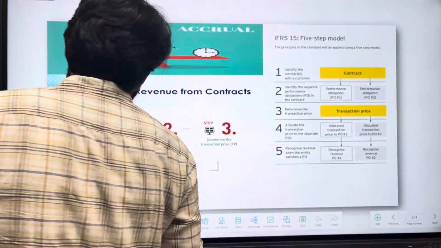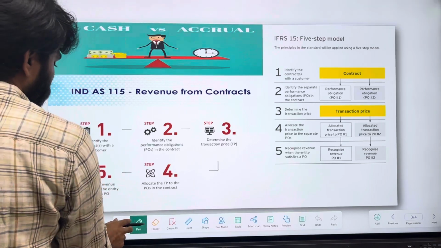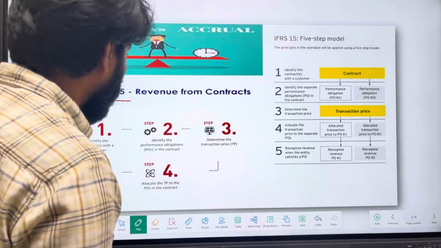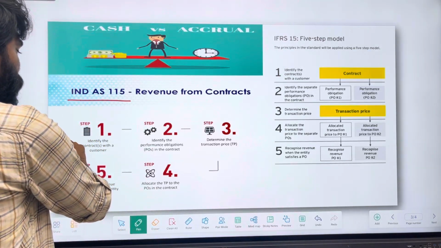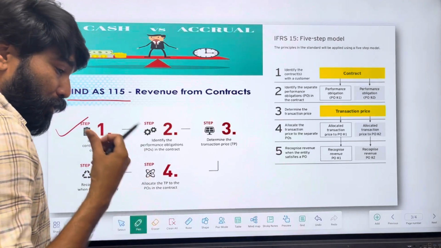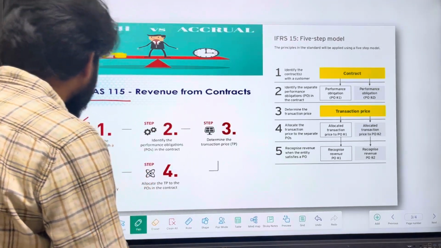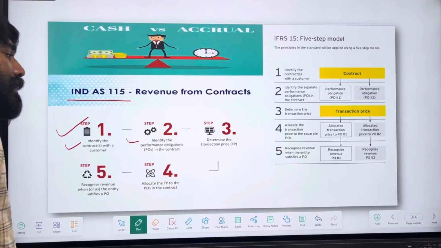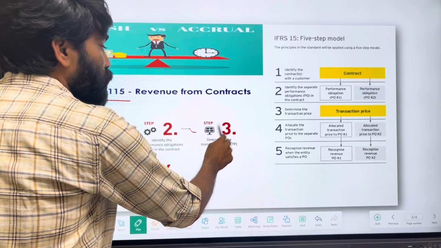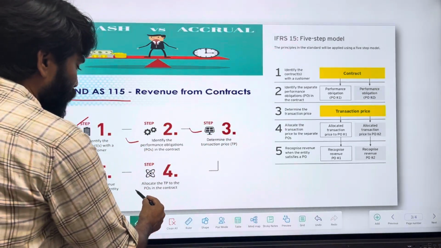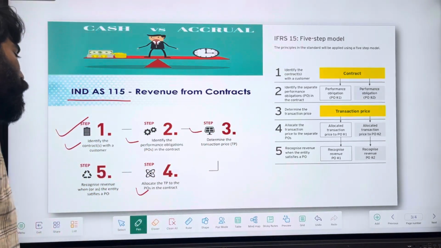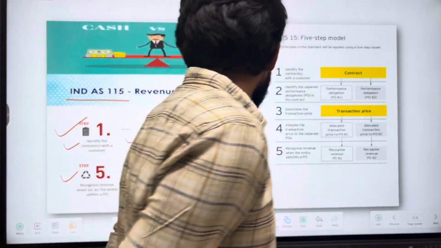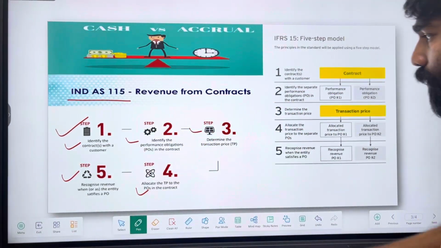All right. So here, if you can see Indian Accounting Standard 115, revenue from contracts. If you see the process as per the standard procedure, how you can do it: identify the contract with the customer, identify the performance obligation, determine the transaction price of the contract, and allocate the transaction price to the performance obligation and recognize revenue from the entity or that particular transaction. So this is how you can maintain the data.